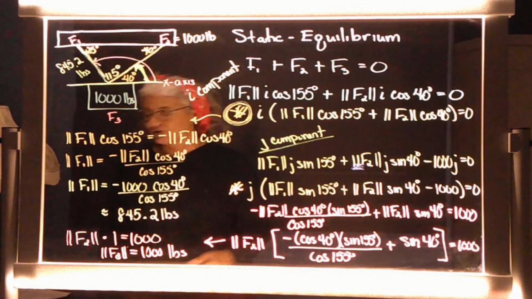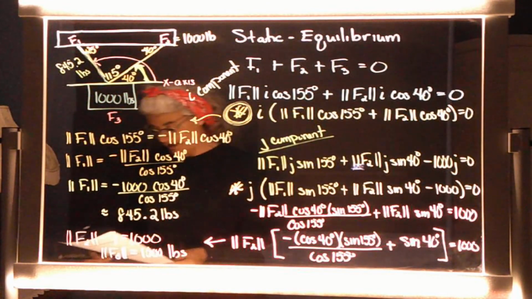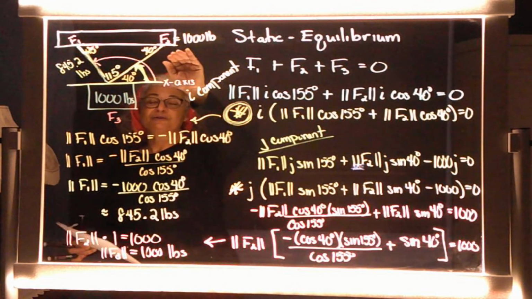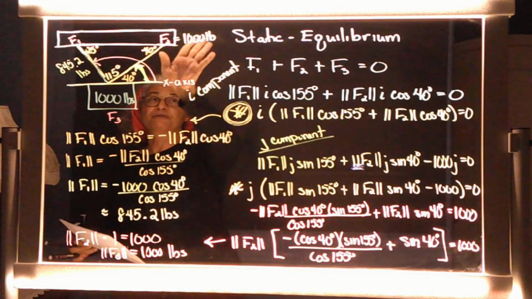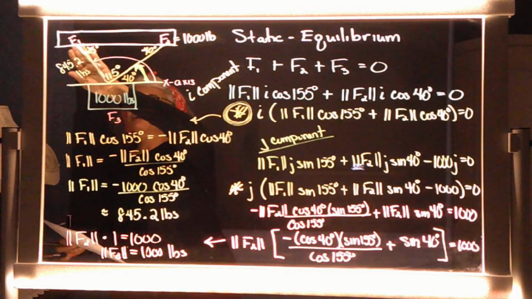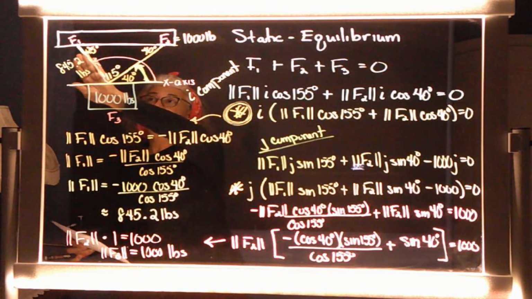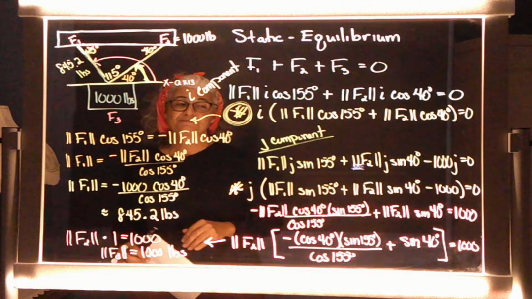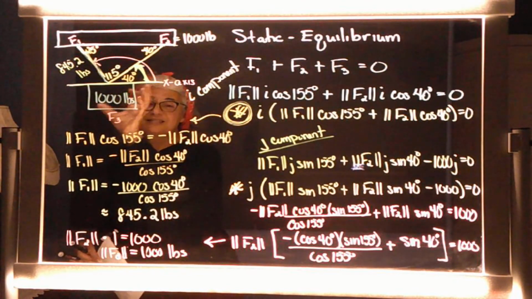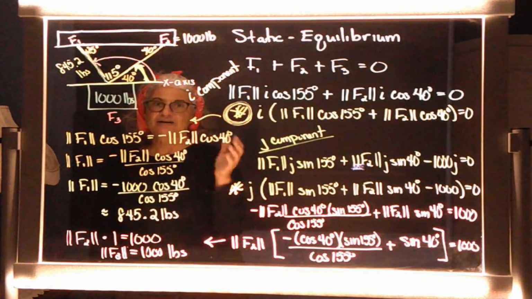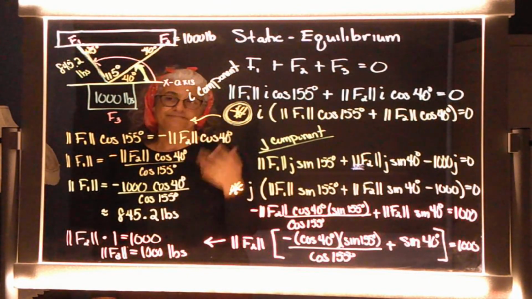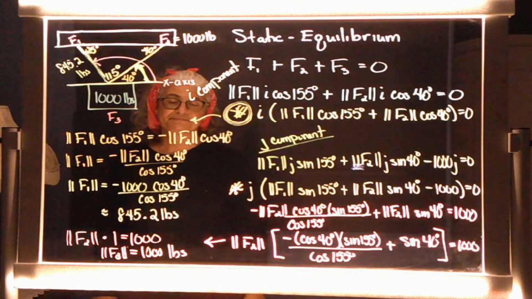Again, we ended up with 1,000 pound tension on the right, and 845.2 pound tension on the left side to hold up this 1,000 pound weight, or 1,000 pounds of whatever it is that they're trying to hold in midair.